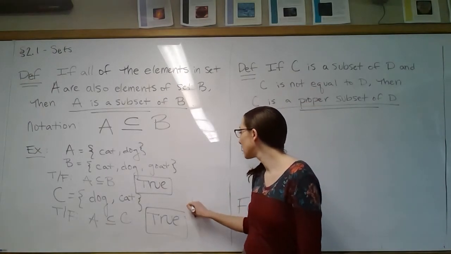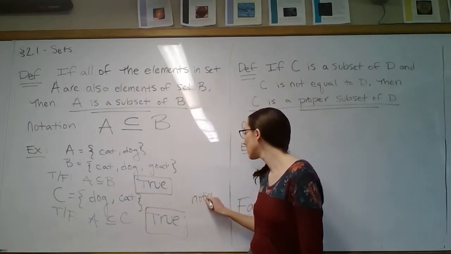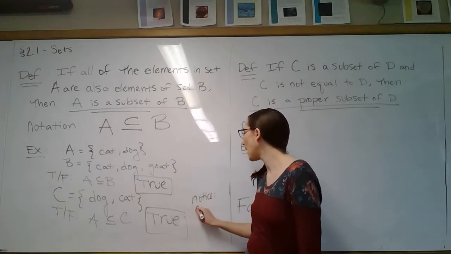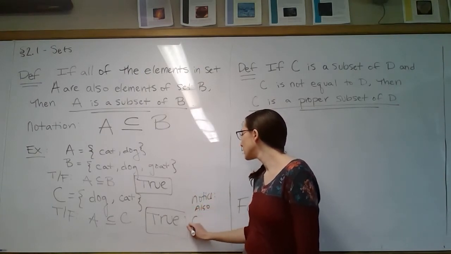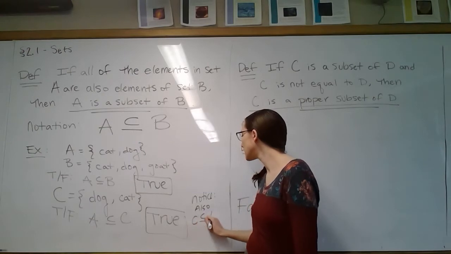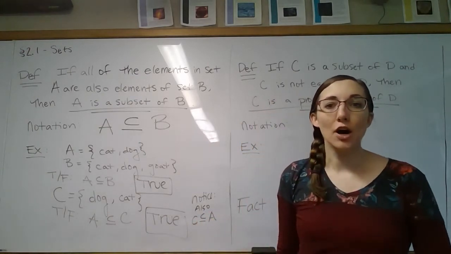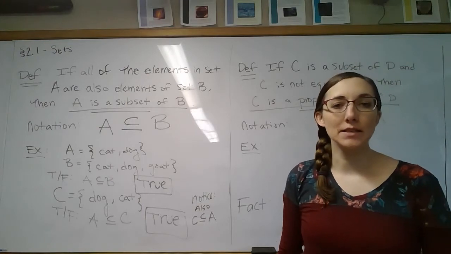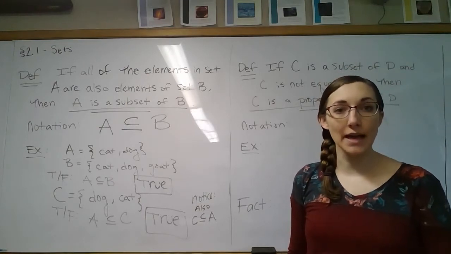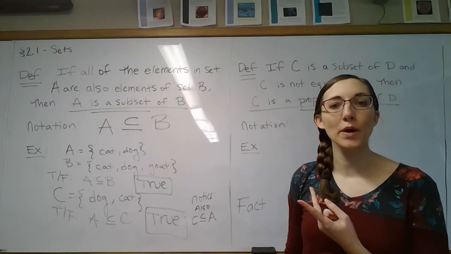Notice, we would also have C is a subset of A in that case, right? Dog is an element of A and cat is an element of A. So in that example, they can switch.